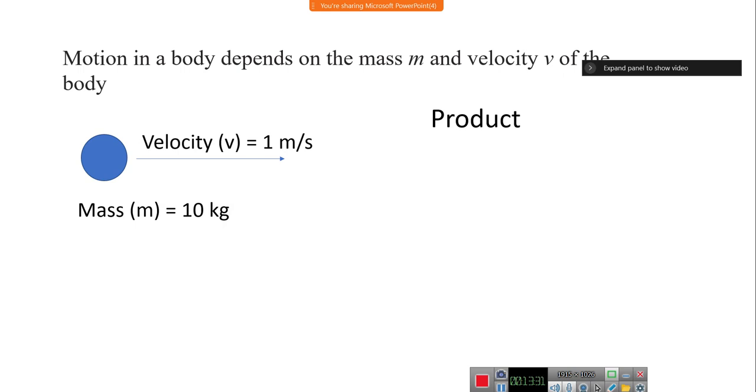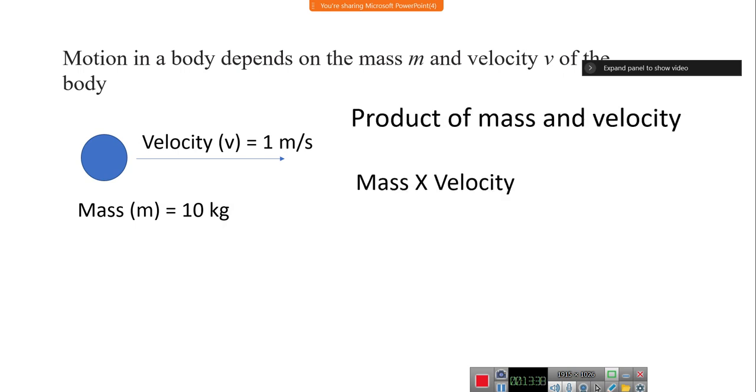And therefore, what is the product of mass and velocity? When we multiply mass and velocity, we get m into v. That is what is called momentum. So please remember, if you are asked to define momentum, momentum is the property of every body, and it is the product of mass and velocity.